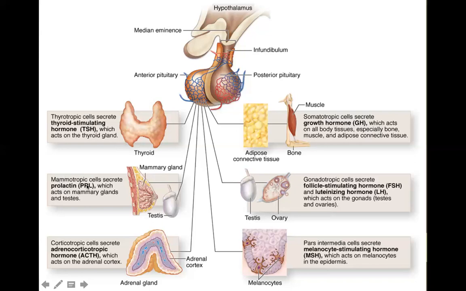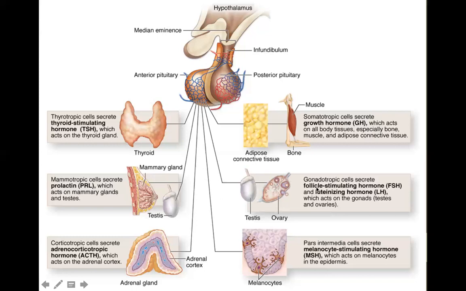It's acidophilic. The corticotrophic cells that are found at the anterior pituitary secrete ACTH, or the adrenal corticotropic hormone, which acts on the adrenal cortex, as the name implies. Somatotrophic cells secrete growth hormone, which acts on all body tissues, especially the bones, the muscles, and the adipose connective tissue. So the somatotrophic cells are secreting growth hormone, and the mammotrophic cells secreting prolactin. These two are being secreted by your acidophilic chromophils. The rest, basophilic. Okay, what else?